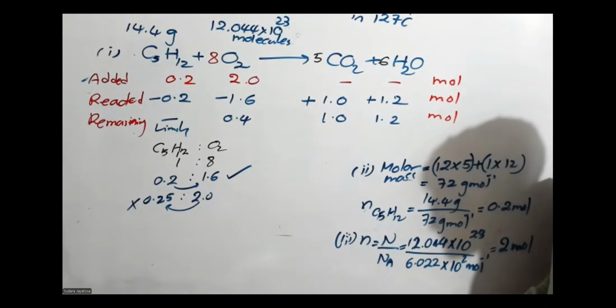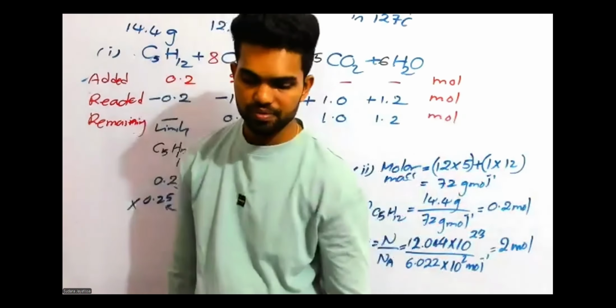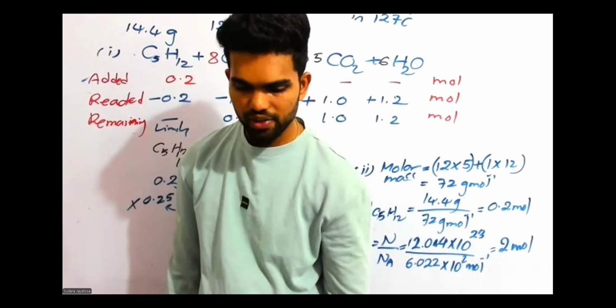So your limiting reactant is what? Your limiting reactant is C5H12. So the suitable method is this one. You need to show that using the ARR method. Is that clear? You need to show that using the ARR method.